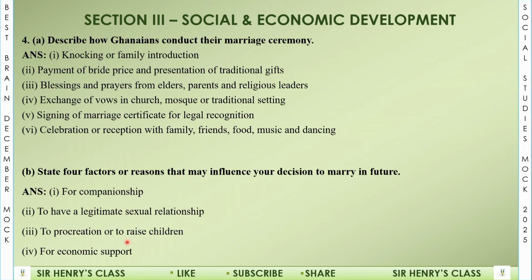And 3, for procreation or to raise children. And 4, for economic support. All these points require you to expand them, explain through more light, bring in instances and examples to get the required marks.